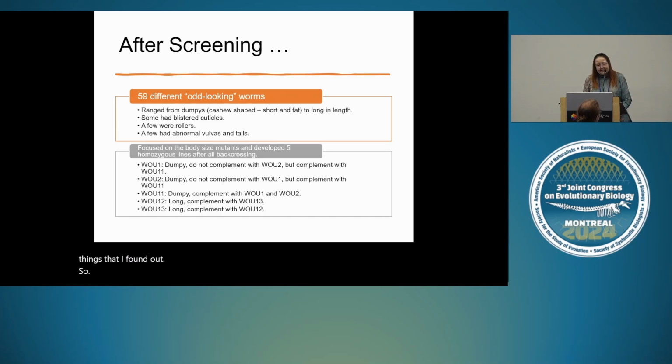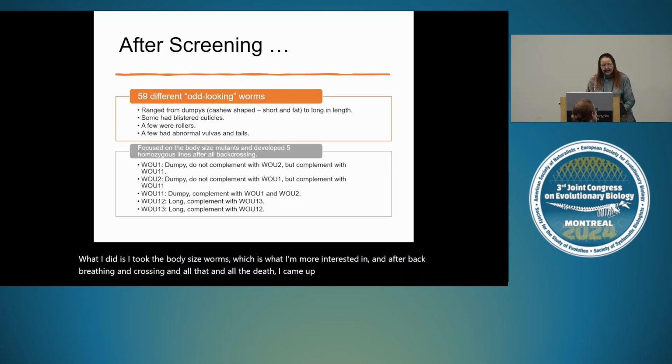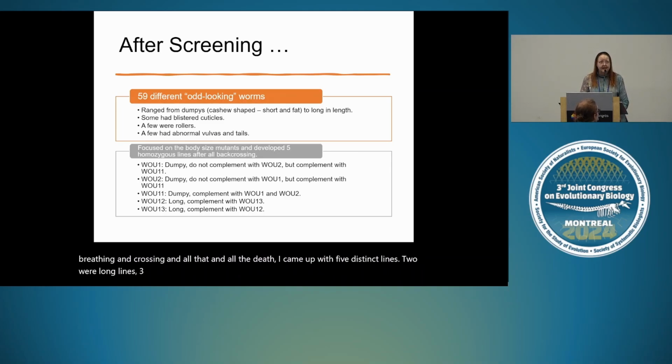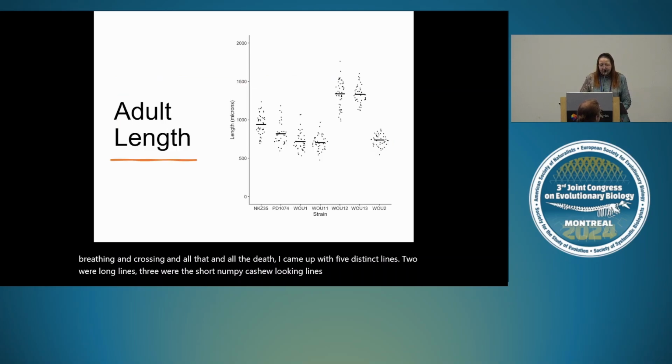So what I did is I took the body size worms, which is what I'm more interested in, and after backcrossing and all the death, I came up with 5 distinct lines. 2 were long lines, 3 were the short, dumpy, cashew-looking lines. So to show you what I mean by width and length being different, my little bitty worms were smaller than C. elegans. My longer worms were almost 3 times their size.